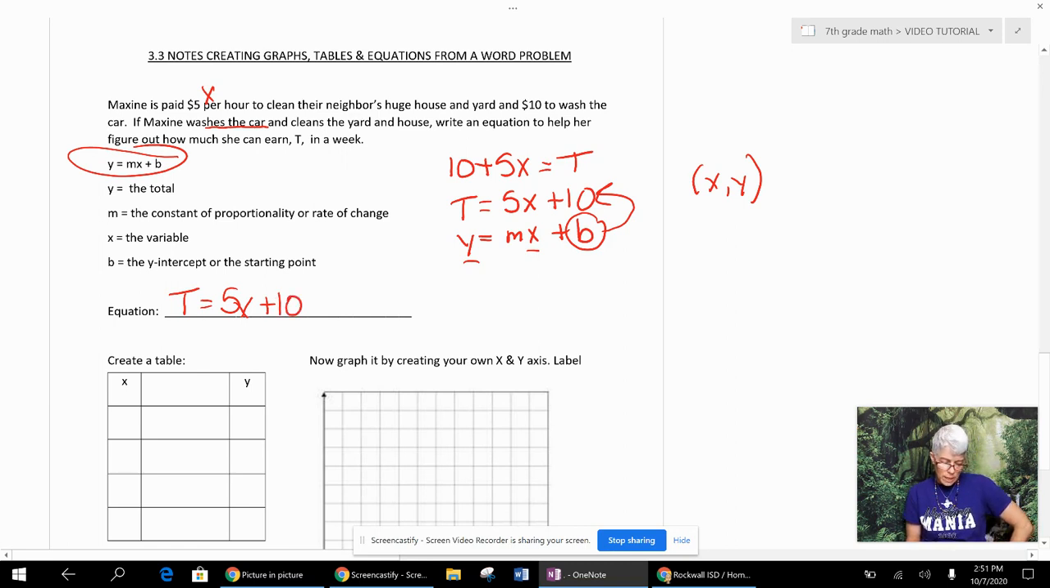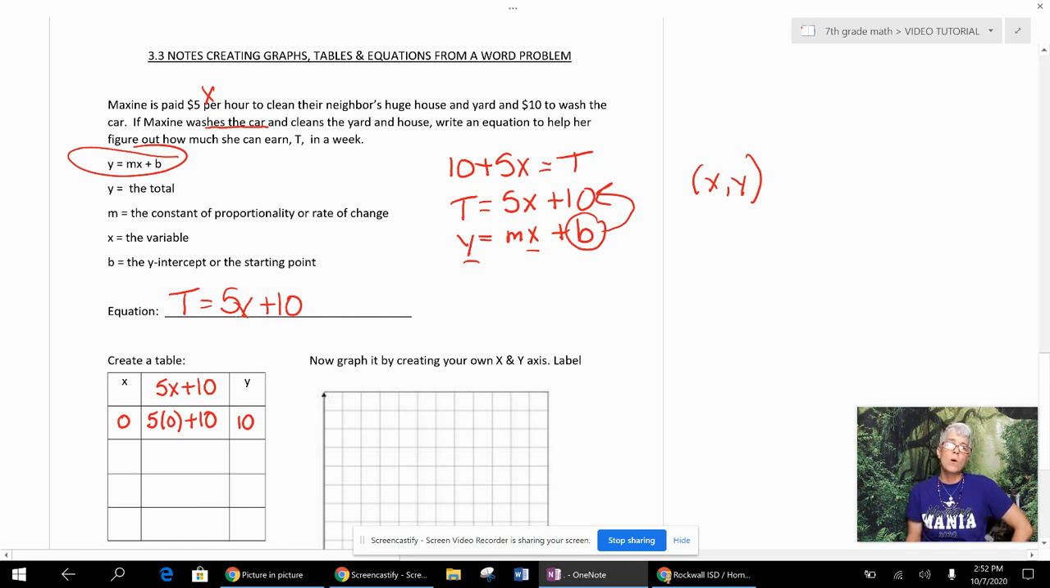Okay, so let's think about it. 5x plus 10 is our situation. Let's just pretend she says, I'm going to wash this car, but I'm not going to do anything else, which means she's going to spend 0 hours cleaning the house or the yard. So that would mean that x is 0, so that would be 5 times 0. But remember, she already washed the car, so she gets those $10. So y would be 10.